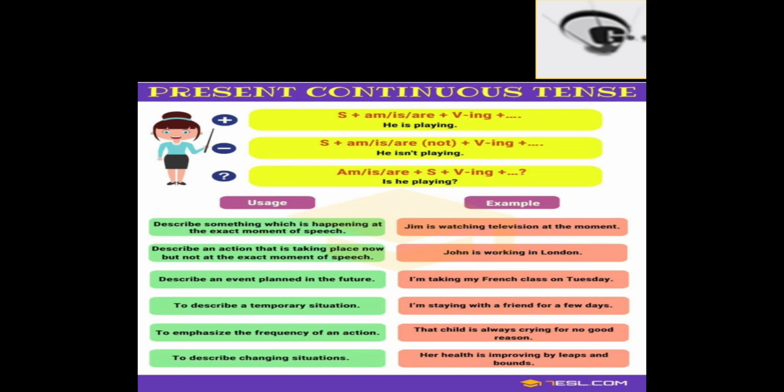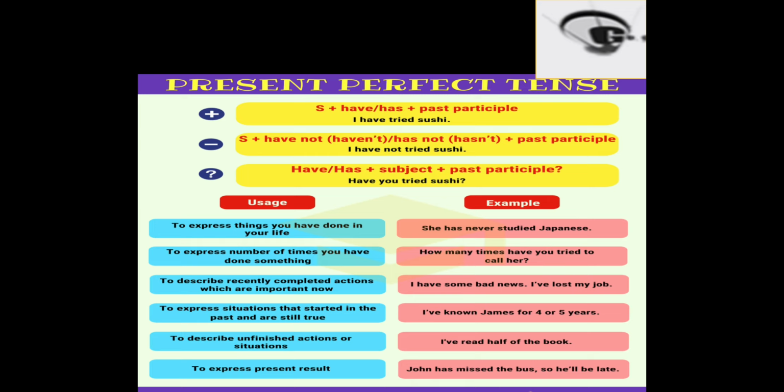And lastly, it is used to describe changing situations. For example, her health is improving by leaps and bounds. Moving on, we have present perfect tense. Here, in the positive sentence, we write subject plus has or have plus the past participle. In the negative sentence, we write the subject plus have not or has not plus the past participle. And in the interrogative sentence, we write have or has plus subject plus the past participle.